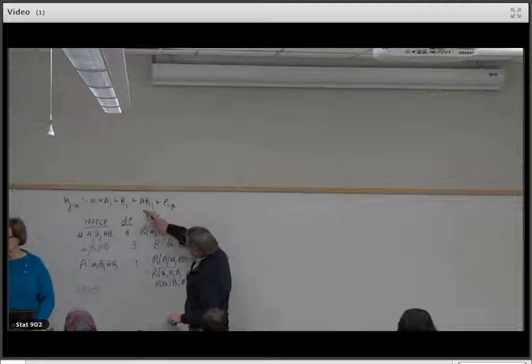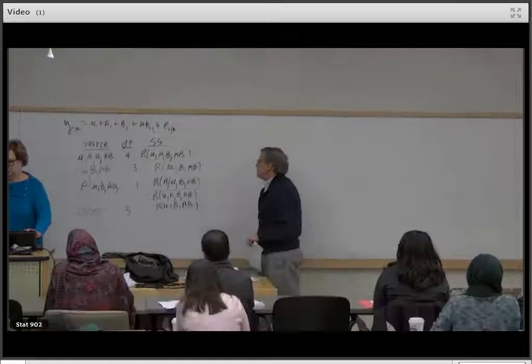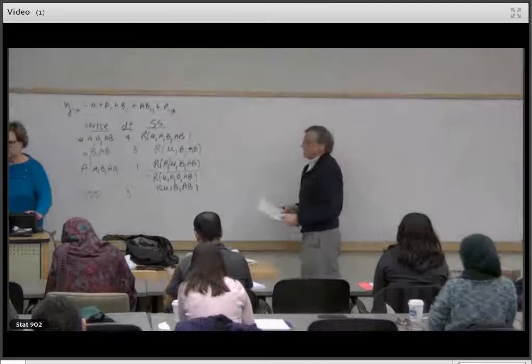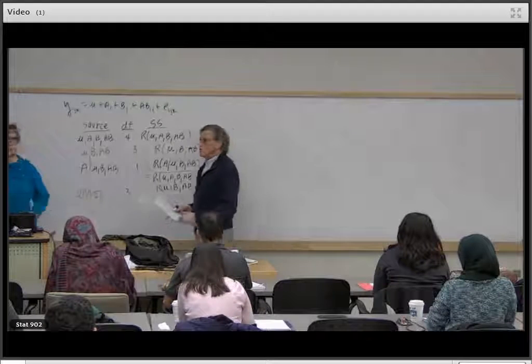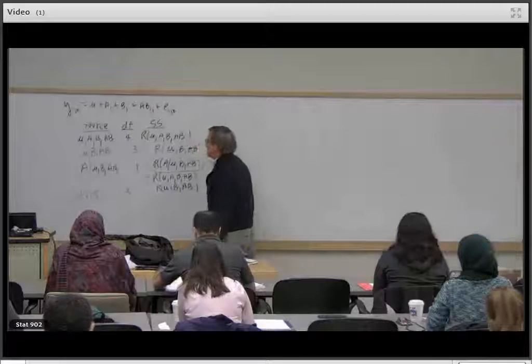We have a total of 7 degrees of freedom. We've got 4 here, we'll have 3 degrees of freedom for error. Okay, this is what we did last time.